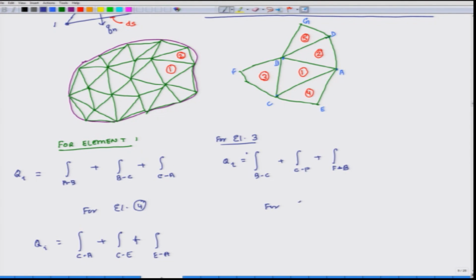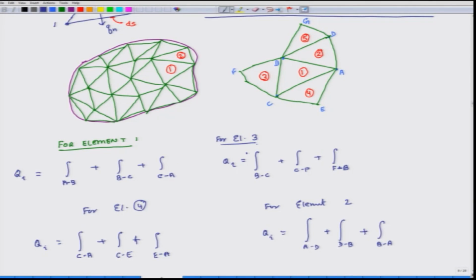And for element 2, Qi will be A to D plus D to B plus B to A. So, what I have written down is the boundary terms for element 1 and its neighbors. Element 3 is a neighbor, element 2 is a neighbor, element 4 is a neighbor. So, I have written boundary terms for its neighbors.